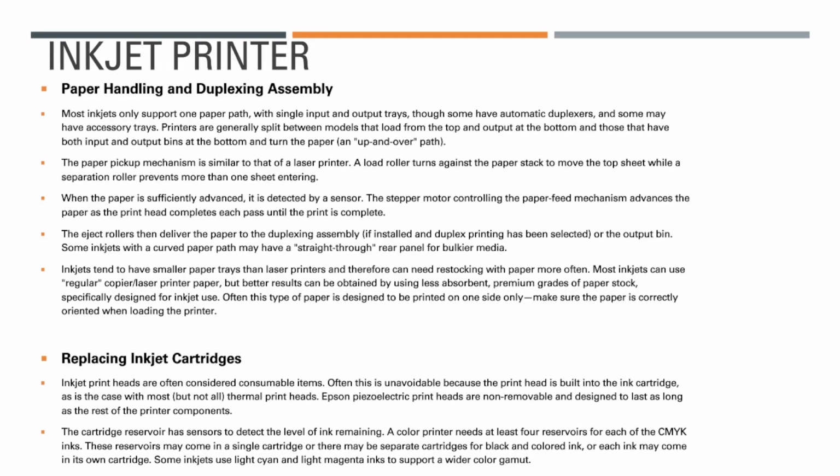Inkjets tend to have smaller paper trays than laser printers, and therefore can need restocking with paper more often. Most inkjets can use regular copier or laser printer paper, but better results can be obtained by using less absorbent, premium grade paper stock specifically designed for inkjet use. Often, this type of paper is designed to be printed on one side only.